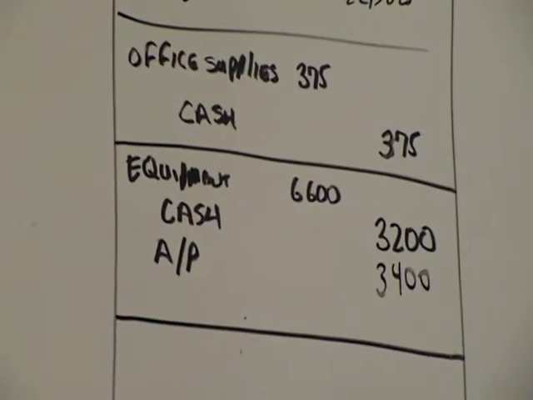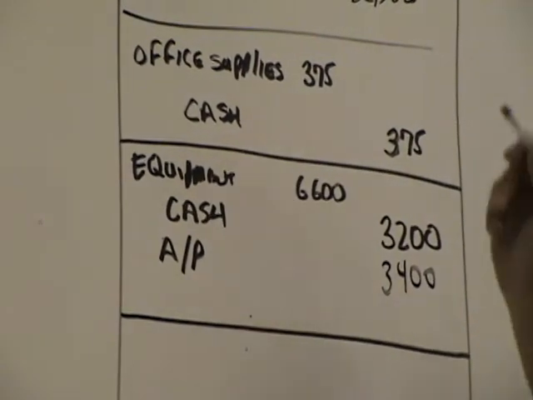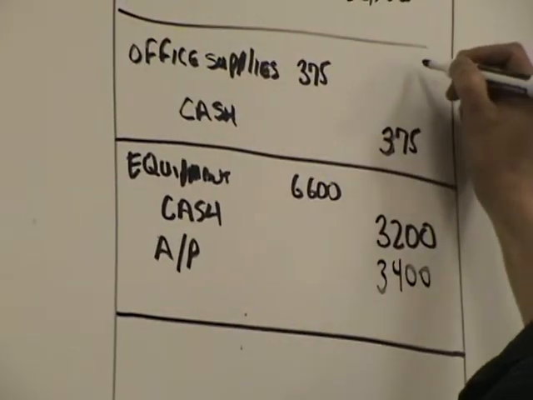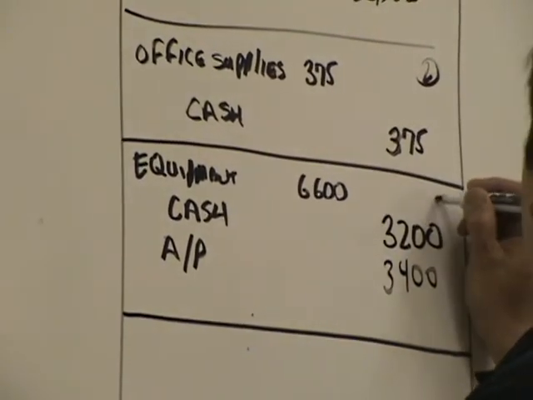Okay, now that's entry 3, put a little 3 next to that. That's 1, that's 2, that's 3. Now he's gonna go post to his T account, so he first goes to equipment, he posts equipment.